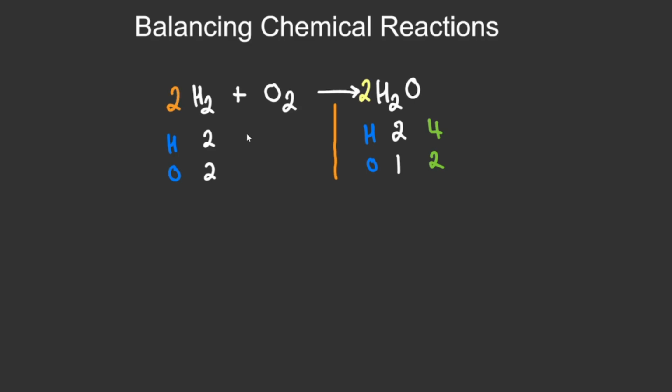And what does that do? It's going to change the amount of hydrogens we have. So there. Both sides are balanced nice and properly. 4 hydrogens, 2 oxygens. Everything matches. So what that means is the equation is now balanced.